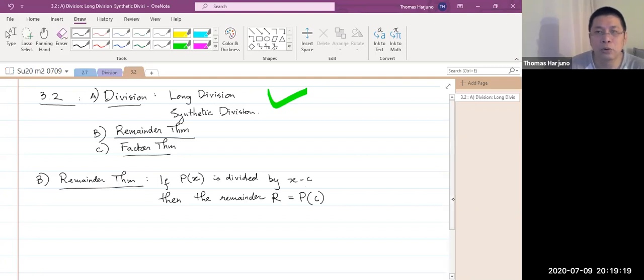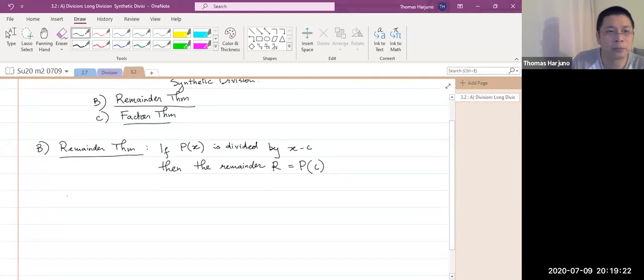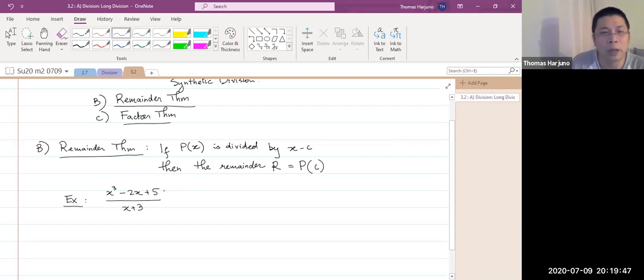Okay, let's do this example here. Suppose I have x cubed minus 2x plus 5, over x plus 3. This will be my P(x), right? This is my P(x), and my c is negative 3.